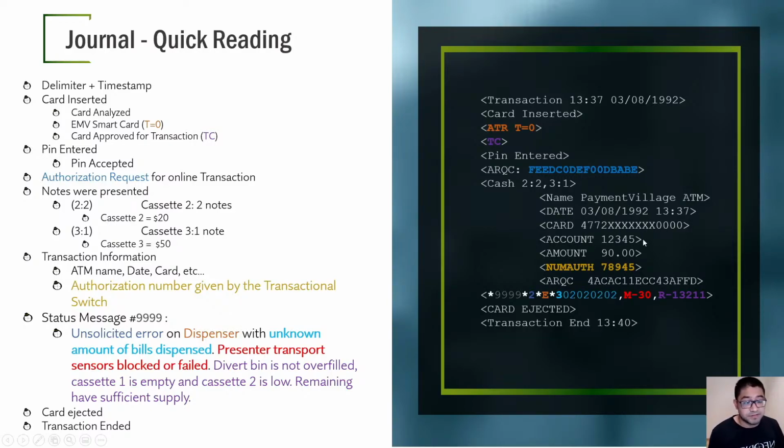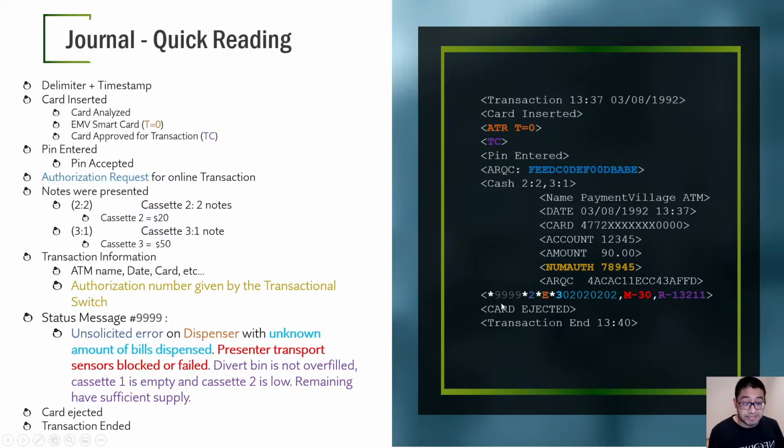Then we will have the received information of the transaction: the name of the ATM, the date, the card, the account, the amount, the RQC. But here the important item will be the authorization number. This authorization number, as I already told you, is the number given by the transactional switch. And we will see in the next slide why this is so important.